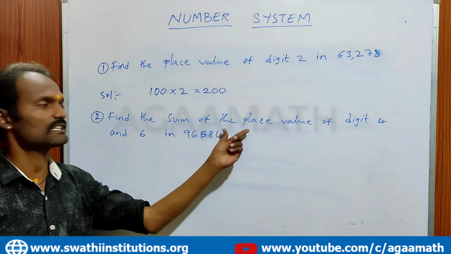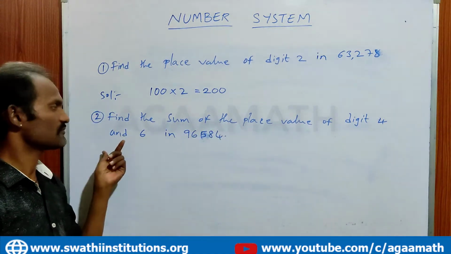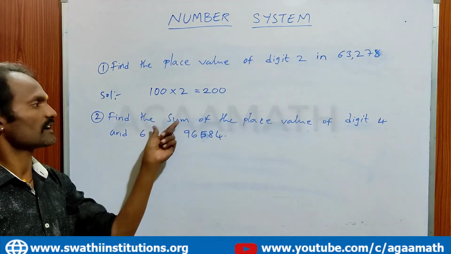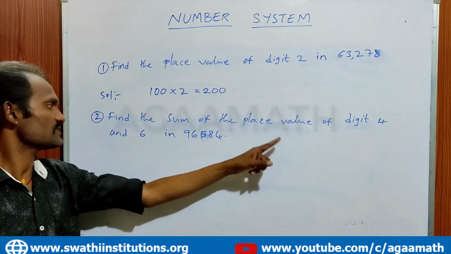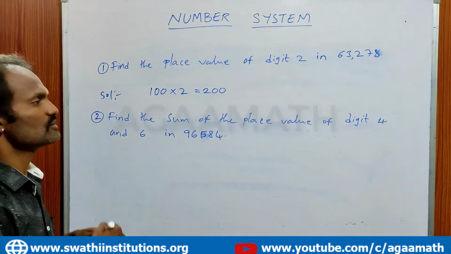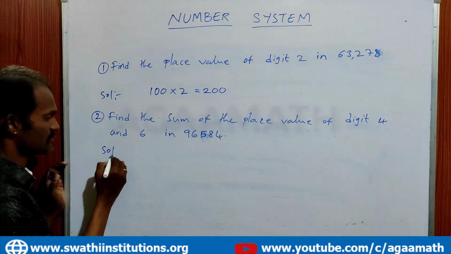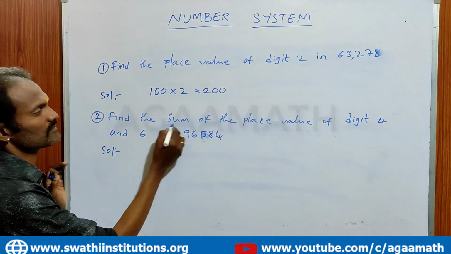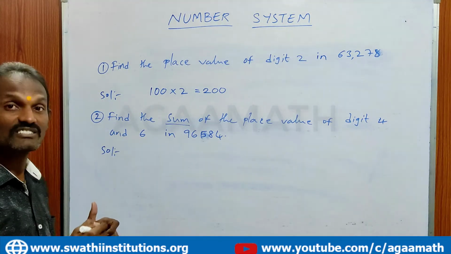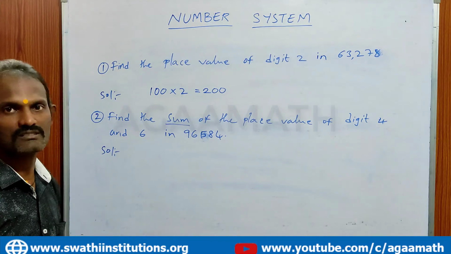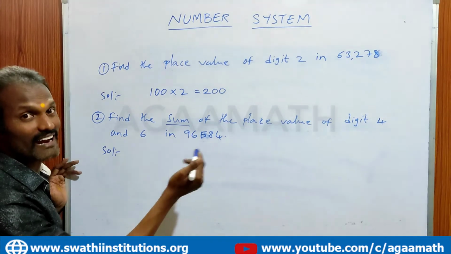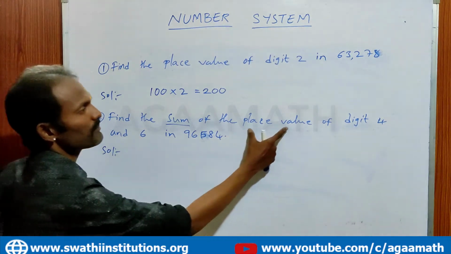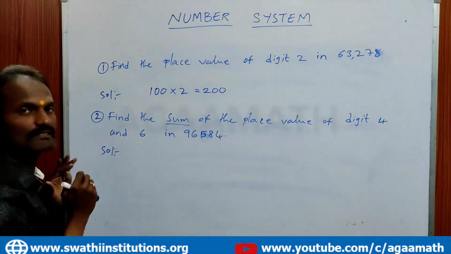Find the sum of the place value of digit 4 and 6. First of all, find the sum means when you add two numbers, the result is said to be the sum. With this we have to understand that we have to add. What we have to add? Place value of digit 4 and 6.